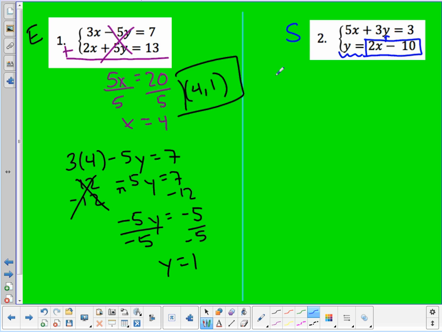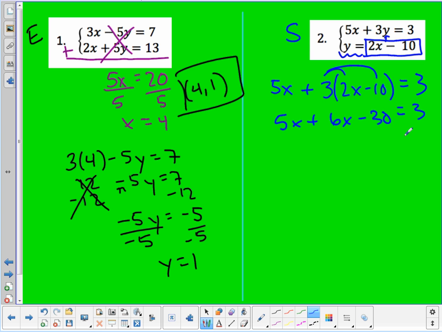When I do that, it looks like this. The 5x doesn't change. Then I have plus 3 times that quantity that's down below, 2x minus 10, and the whole thing is still equal to 3. Now I have one equation with one variable, and I can solve that. So I'm going to distribute the 3 into both parts. That leaves me with 5x plus 6x minus 30 is equal to 3.